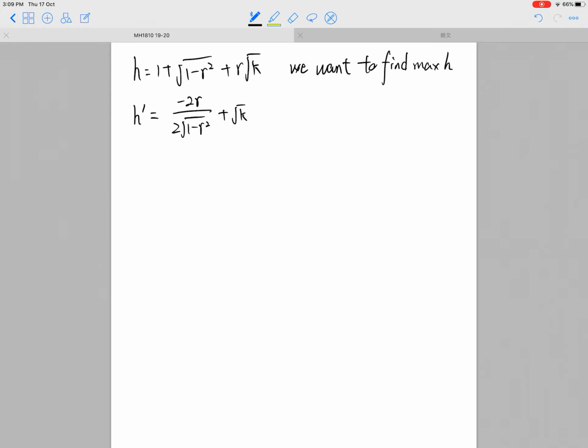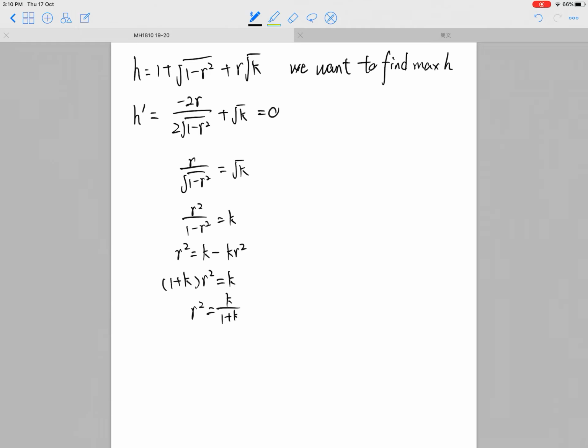Okay. So we want this derivative equals 0, so we can just do the calculation. So r over square root of 1 minus r squared should equal square root of k. We square both sides. R squared over this is k. Right. So r squared is k minus k r squared. 1 plus k r squared is k. Right. So r squared is k over 1 plus k. R is square root of k over 1 plus k.